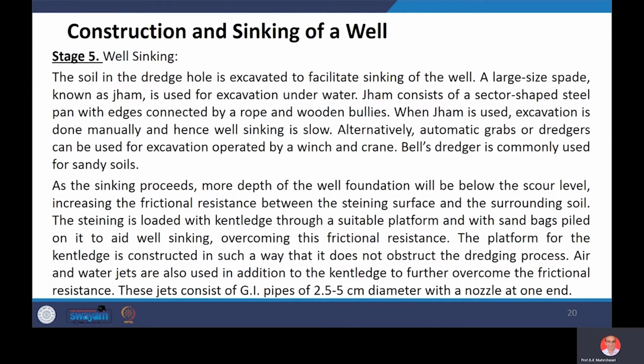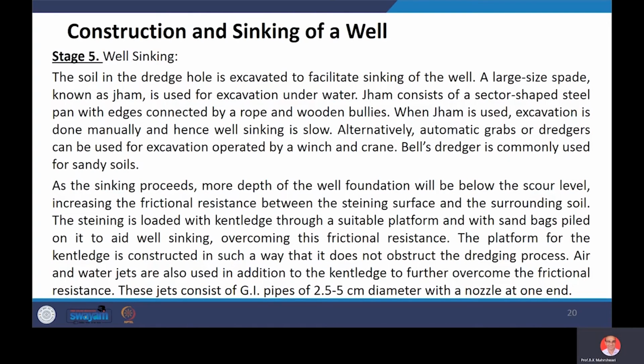Now the well sinking. The soil in the dredge hole is excavated to facilitate sinking of the well. A large size spade known as a jham is used for excavation underwater, and this jham consists of a sector shaped steel pan with edges connected by rope and wooden pulleys. When a jham is used, excavation is done manually, hence well sinking is slow. Alternatively, automatic grabs or dredgers can be used for excavation, operated by a winch and a crane. Many times, what is called a Bell's dredger is commonly used for sandy soils.